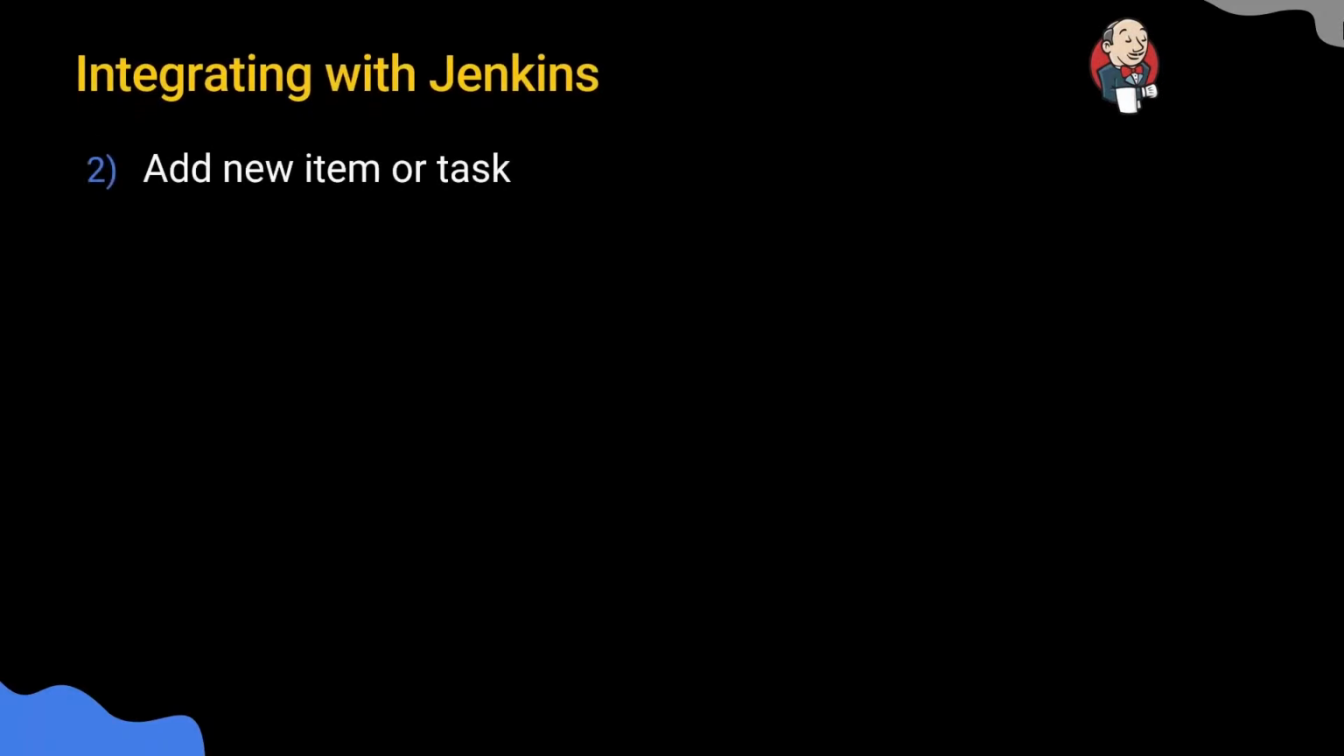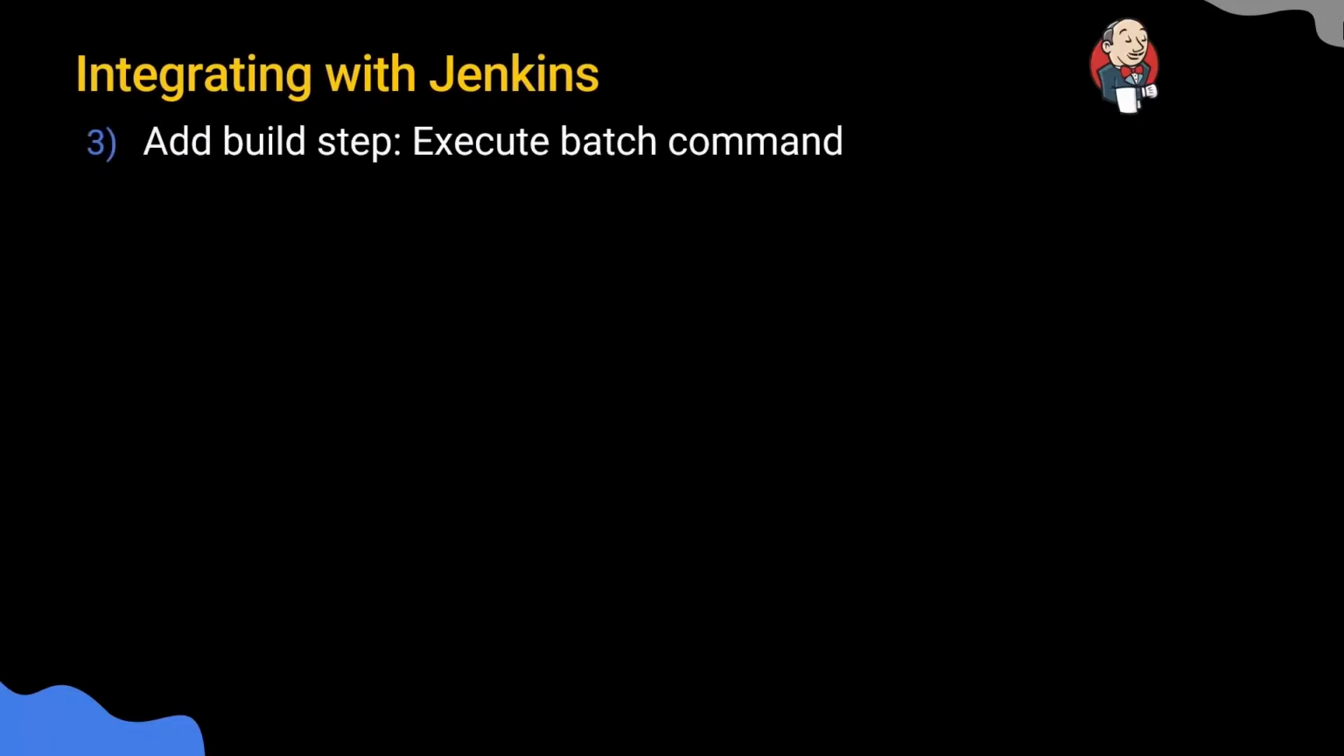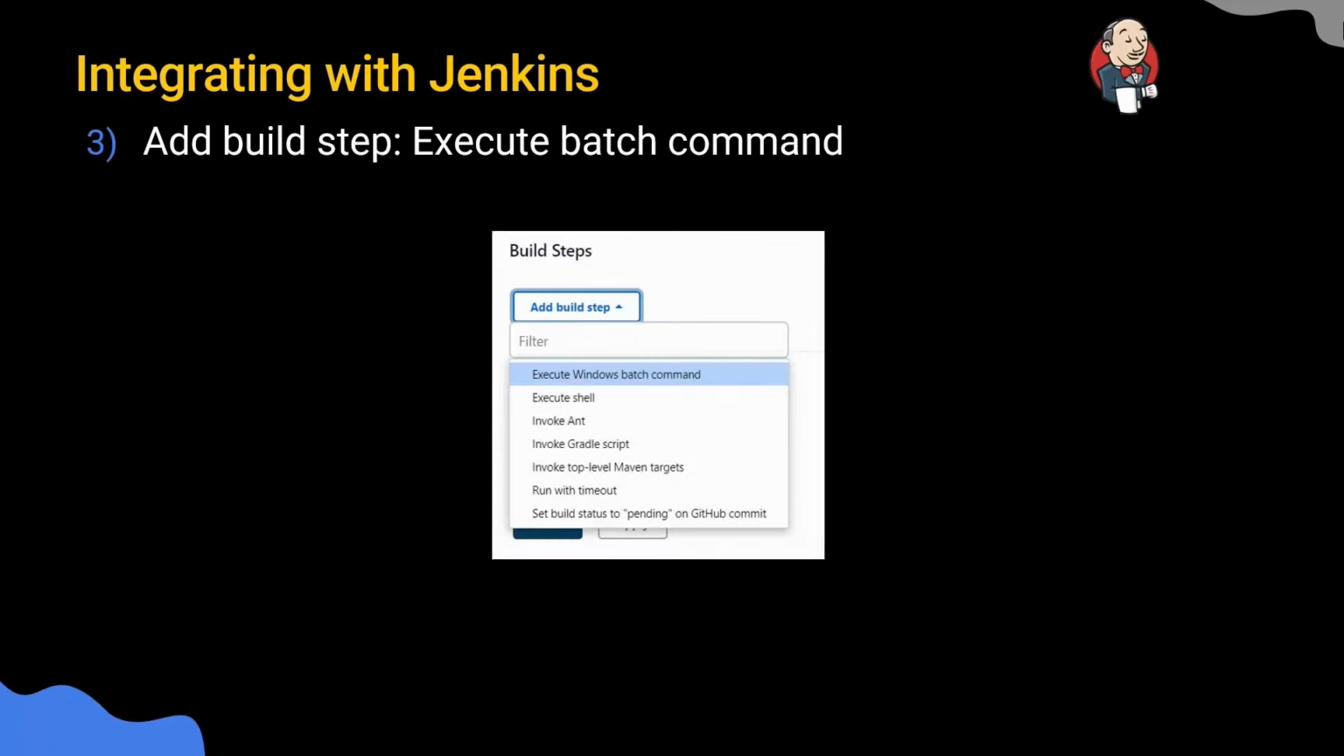Once inside the administrator portal, we look for the new item option, then enter a name for the task. For practical purposes, it is recommended that it be one associated with the operation or type of application to be deployed. A section called General will open, and our next step will be to go to the Build Steps section and choose the option Execute Windows Batch command.